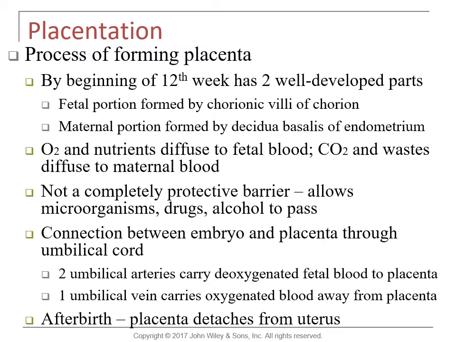So by the beginning of the 12th week, the placenta has two distinct parts. It has the fetal portion and it has the maternal portion, okay? So the fetal portion is formed by the chorionic villi of the chorion, and the maternal portion is formed by the decidua basalis of the endometrium. When fully developed, the placenta is shaped like a pancake. Functionally, the placenta allows oxygen and nutrients to diffuse from maternal blood into fetal blood, while carbon dioxide and wastes diffuse from fetal blood into maternal blood.